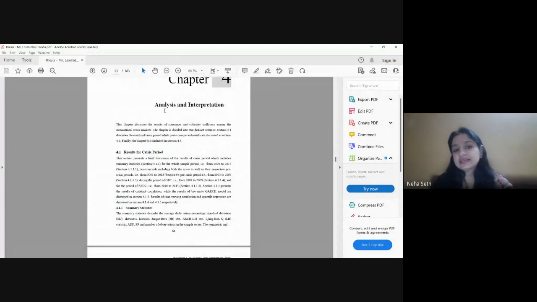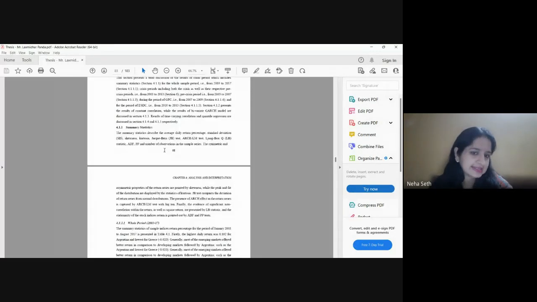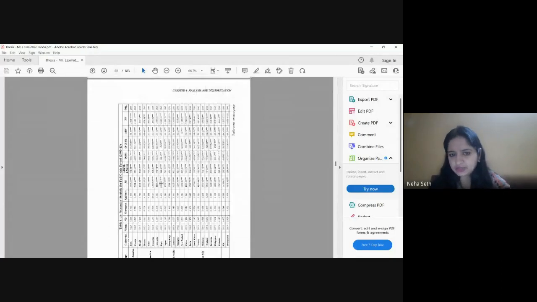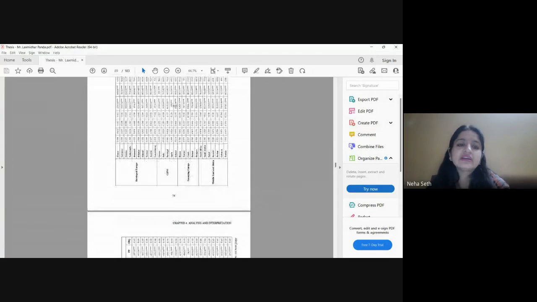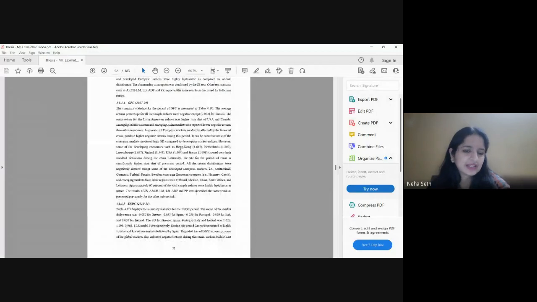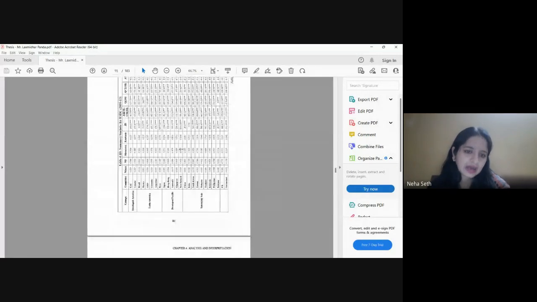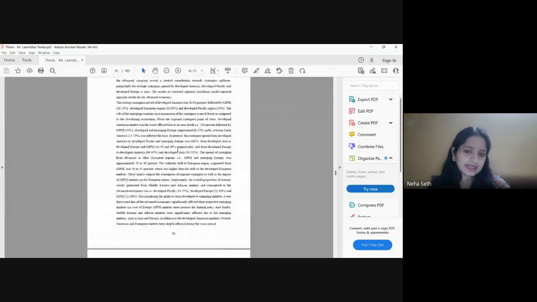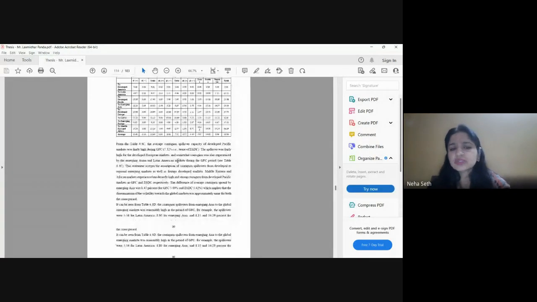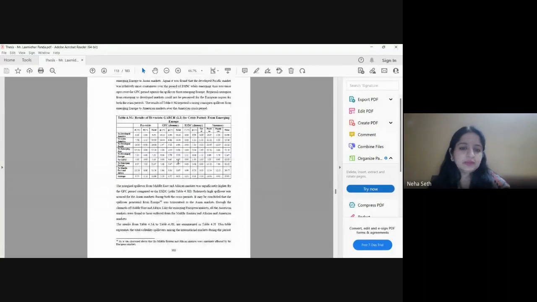Now the fourth chapter is analysis and interpretation. Here we have merged two chapters: data analysis and interpretation. We have presented the analysis in the form of tables, and we have also done the interpretation, that is, what do these figures mean? What are the values, p-values, etc., that we are getting, and what are the meanings of those values? These are presented in this particular chapter. So this was our data analysis and interpretation chapter.